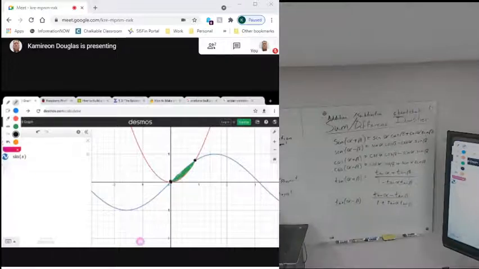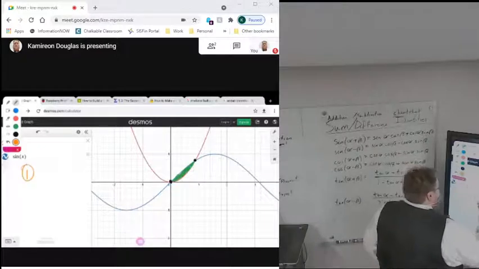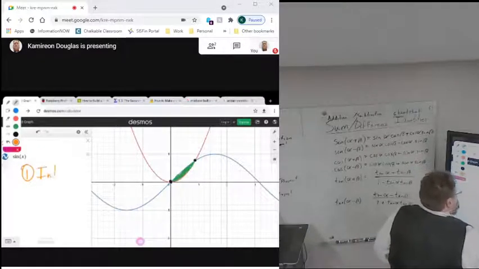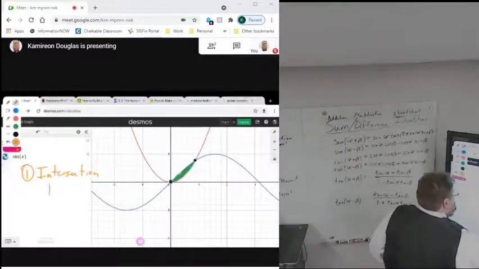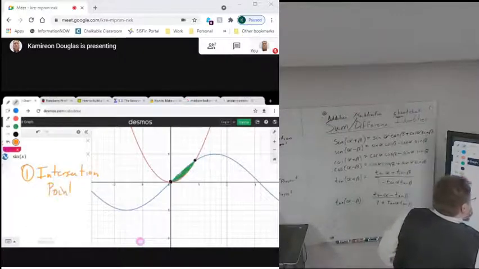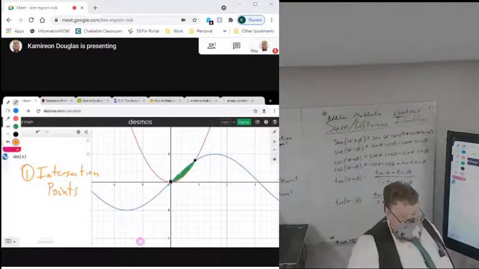If it's a non-calculator problem, you're probably going to have to do some algebra to see where these two equations are the same, or as we call it in math, equal. The easiest way to do that is set equal and solve. So step one, in order to do these kinds of problems, you must figure out what are called intersection points. You have to know where the intersection points are, otherwise you cannot do this.